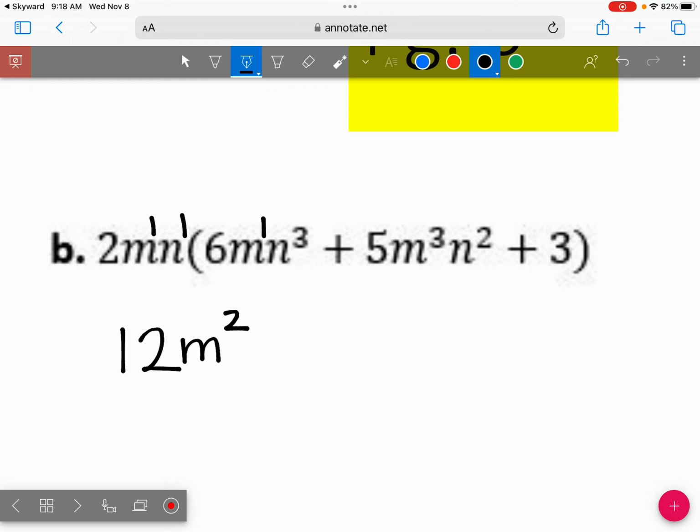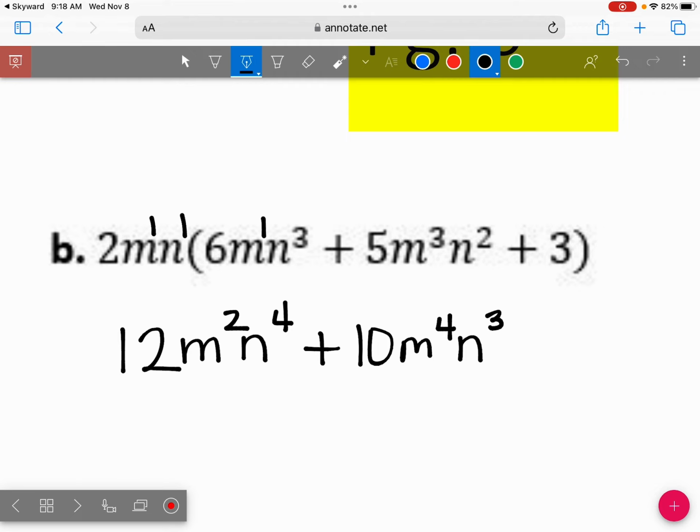And then I have 1n and 3 n's. So I have 4 n's. Bring down your addition sign. 2 times 5 is 10. And then I have 1m and 3 m's. So that would be m to the 4th. And then 1 n and 2 n's is n to the 3rd.